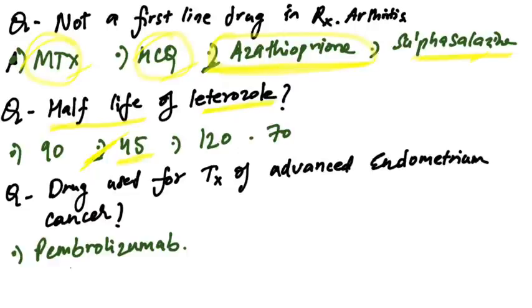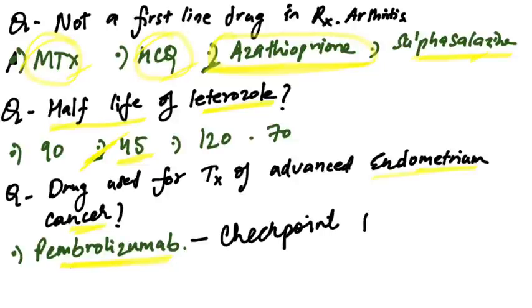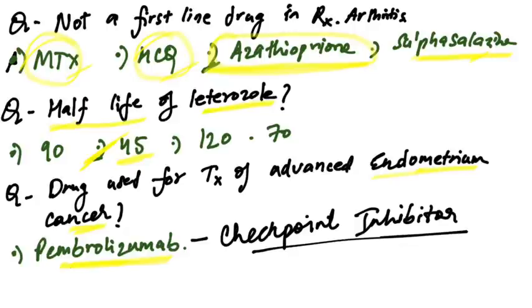Now, the drug used for treatment of advanced endometrial carcinoma. Pembrolizumab is the correct answer, and it is also a checkpoint inhibitor. This was also asked, but a different option was there. The question was a little different, but this is also a checkpoint inhibitor. Pembrolizumab is used for the treatment of advanced endometrial carcinoma.